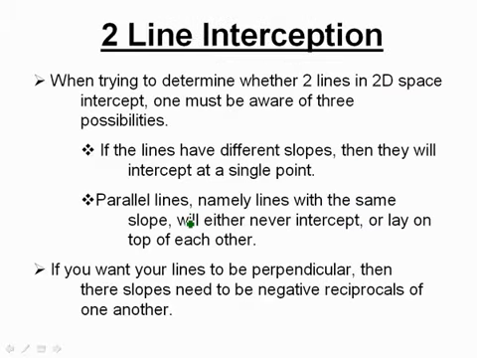And then two-line interception. When trying to determine whether two lines in 2D space intercept, one must be aware of three possibilities. If the lines have different slopes, then they will intercept at a single point. Parallel lines, namely lines with the same slope, will either never intercept or lay on top of each other.